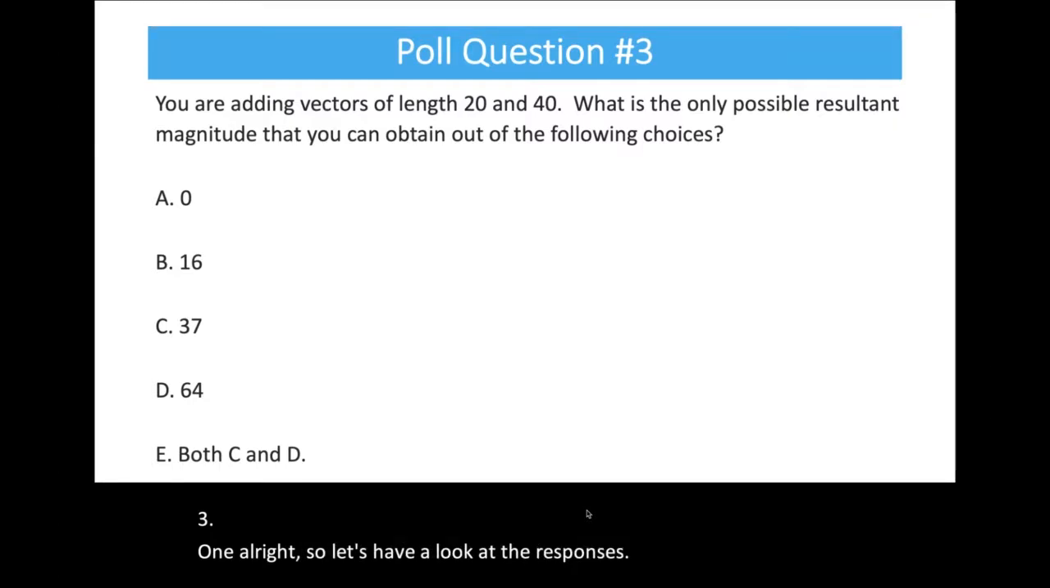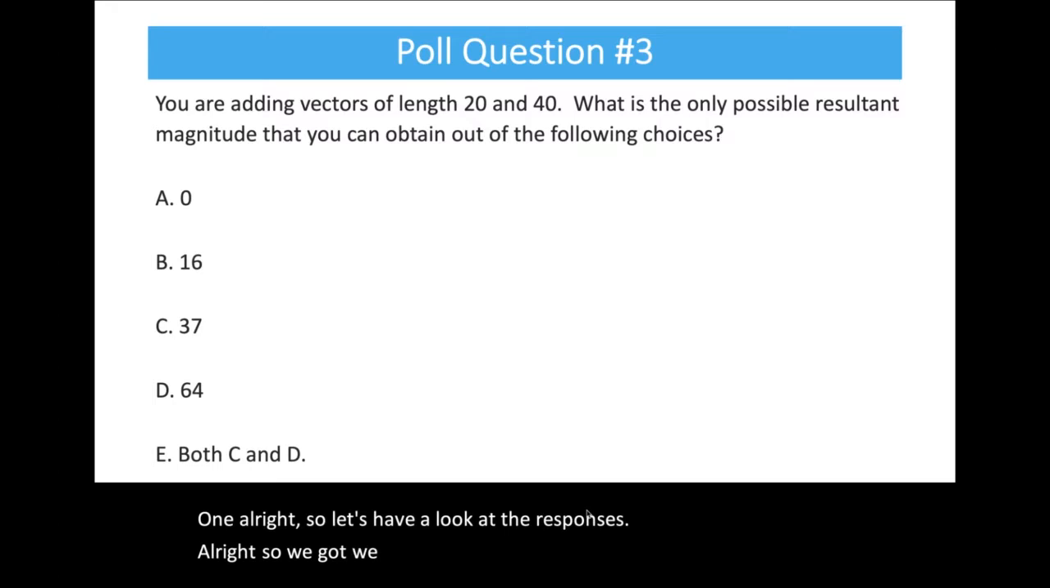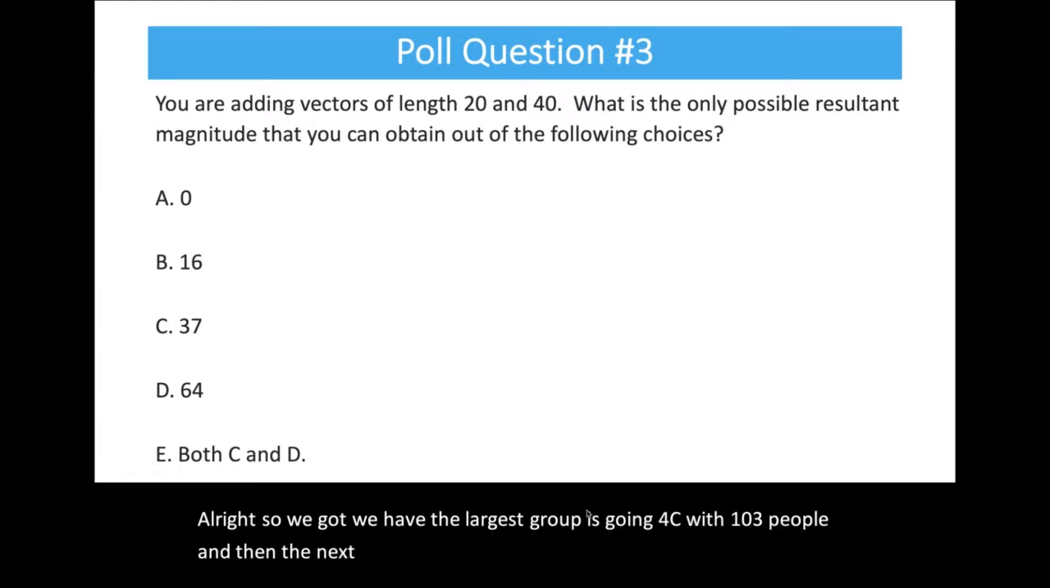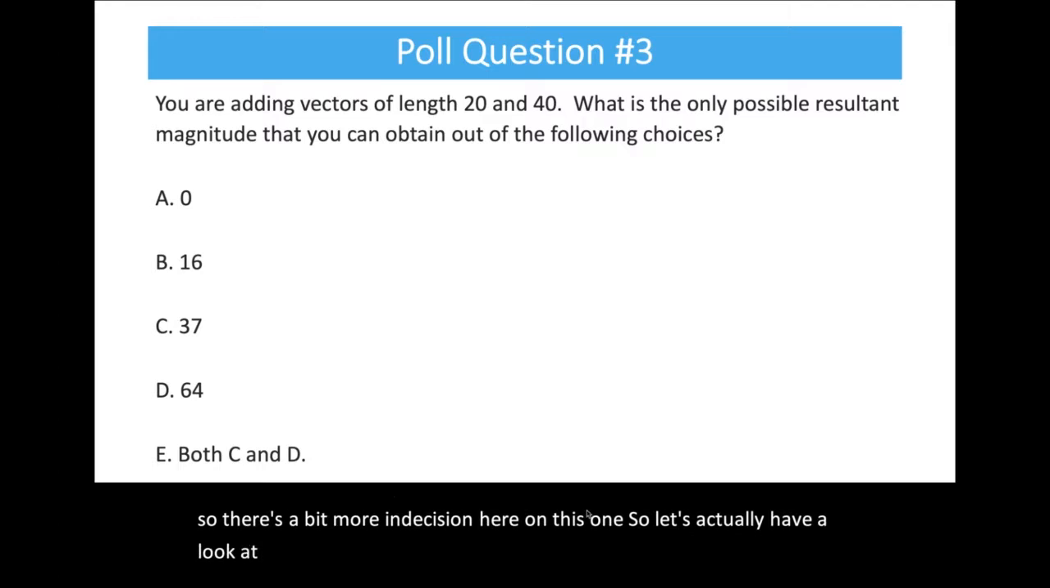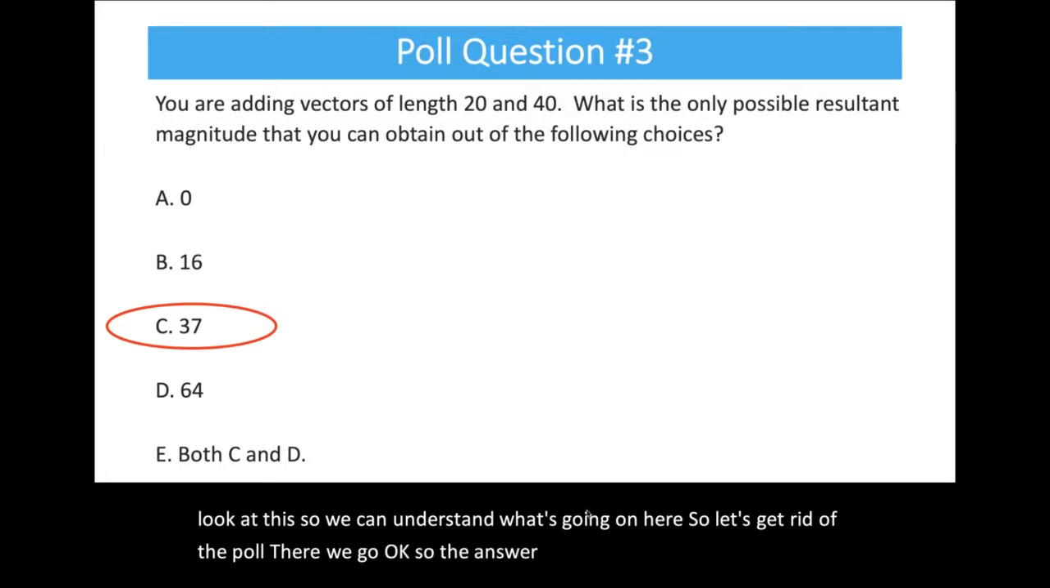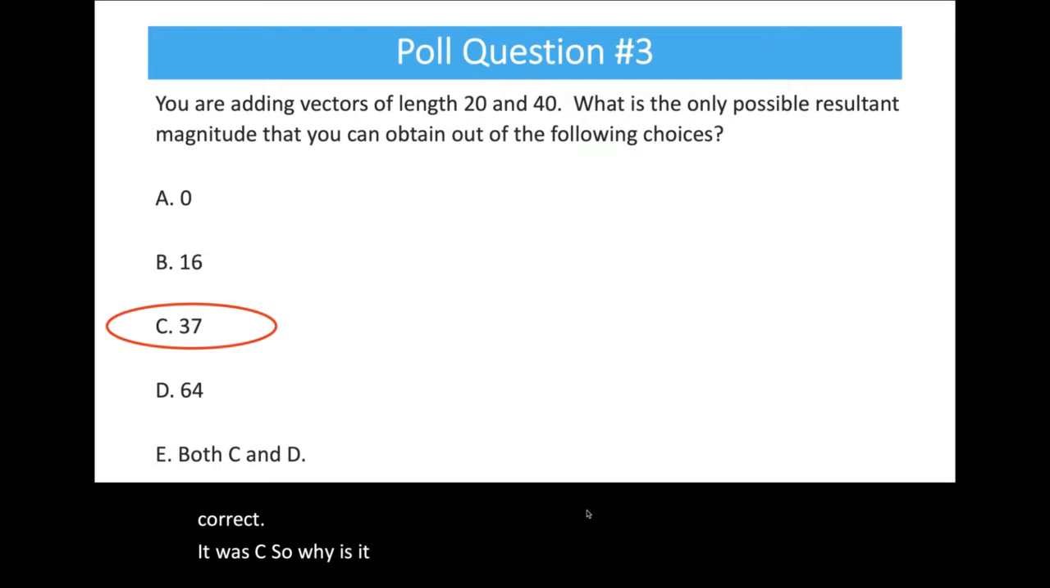All right, let's have a look at the responses. The largest group is going for C with 103 people. The next biggest group is going for E, and another group for D. So there's a bit more indecision on this one. Let's get rid of the poll. The answer was C, so the largest group was correct. So why is it C? Why 37? Why is that the only one possible?